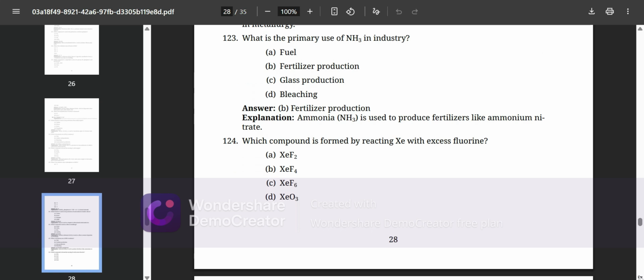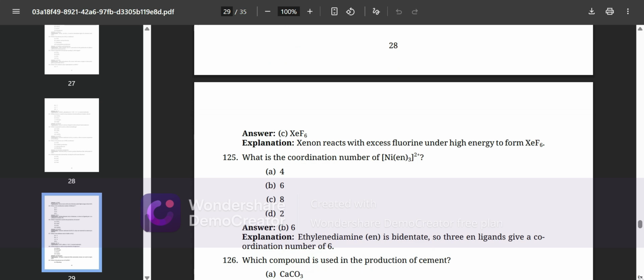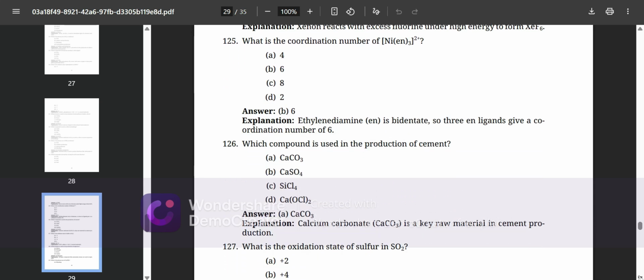Which compound is formed by reacting Xe with excess fluorine? XeF6. Xenon reacts with excess fluorine under high energy to form XeF6. What is the coordination number of Ni(en)3? 2 plus... 6. Ethylene diamine, en, is bidentate. So 3 en ligands give a coordination number of 6.